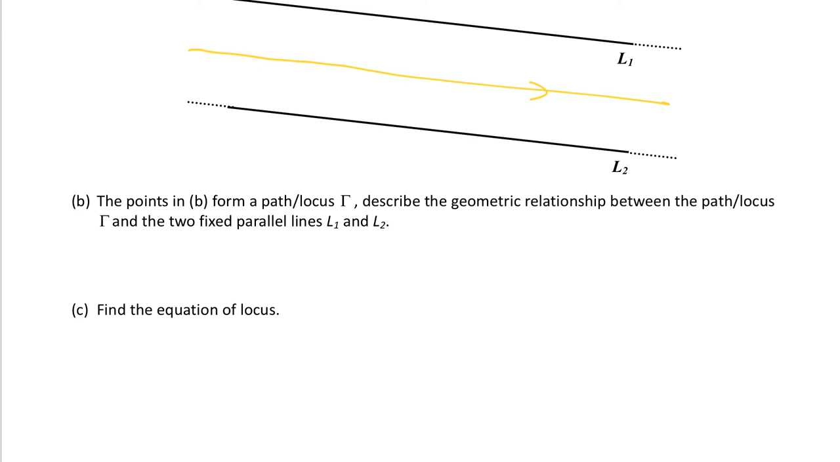So, how to describe the locus? Gamma is a straight line, and parallel to L1 and L2, with equal distance to L1 and L2.